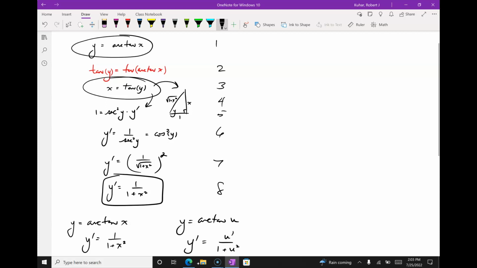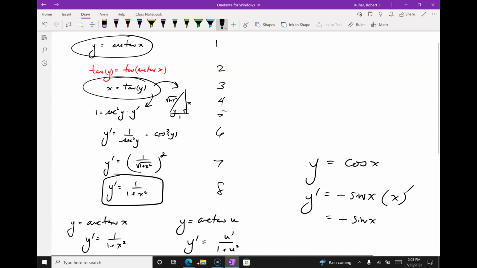Yes, I will say this, we use the chain rule all the time, right? Even if I had an x inside, right? So y prime is what? Negative sine of x times x prime, right? But that's just 1. So we don't have to bother multiplying by 1. We don't have to. But we're always doing the chain rule. From now on, always, always, always.